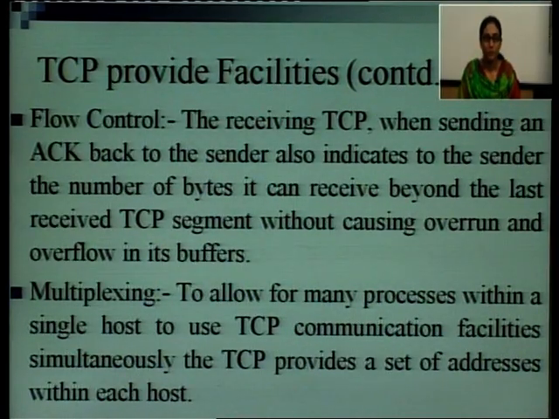Next is flow control. The receiving TCP, when sending an acknowledgement back to the sender, also indicates to the sender how many bytes it received beyond the last received TCP segment without causing any overrun and overflow in its buffer. By using the acknowledgement and the sequence number, we simply know how much information is received by the receiver. So we can easily manage this information without causing any overrun and overflow.